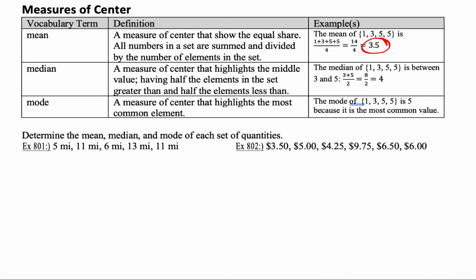So in this same set, 1, 3, 5, and 5, it's right in the middle, which is going to be right between 3 and 5. So we do 3 plus 5 divided by 2. We get 8 divided by 2. The median would be 4.